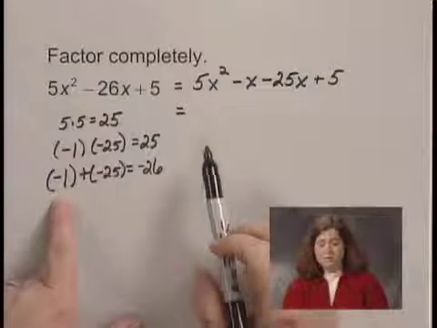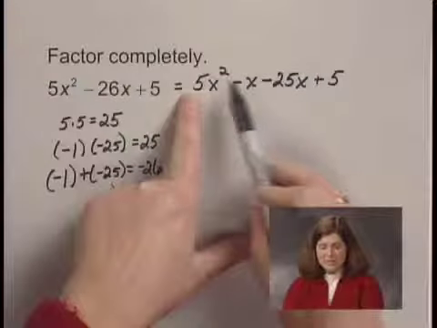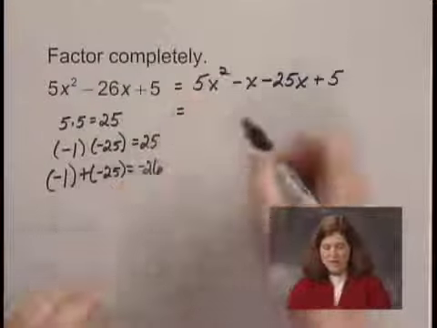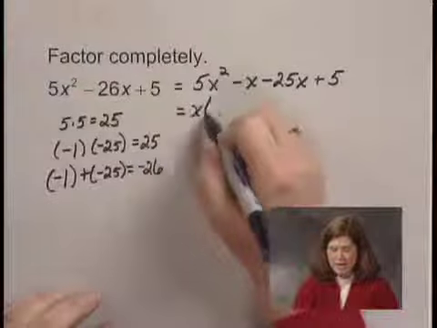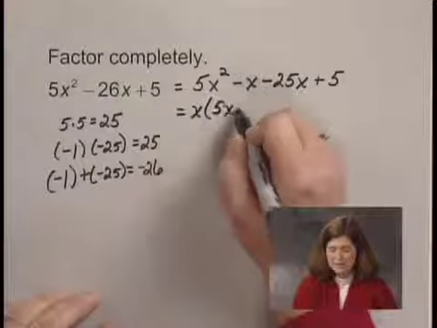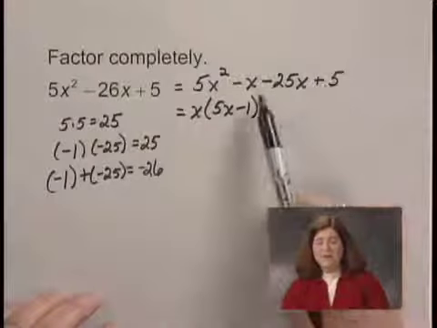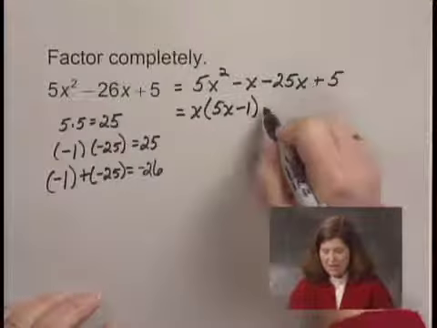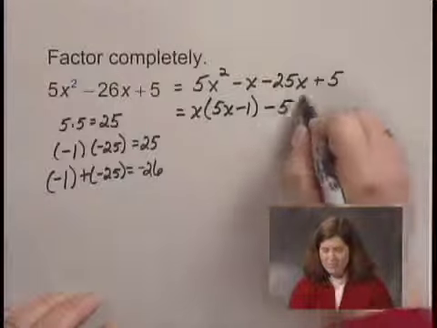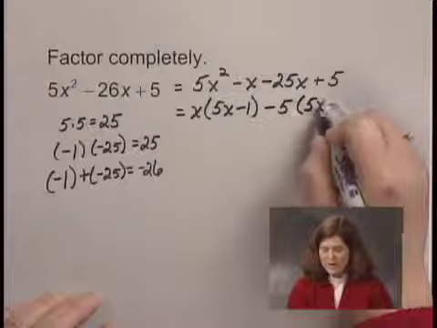Then I will use factoring by grouping. I'll take my first set here, 5x squared minus x, and factor out an x, and I get x times 5x minus 1. And I'll take my second group and I'll factor out minus 5, or negative 5. I get negative 5 times 5x minus 1.